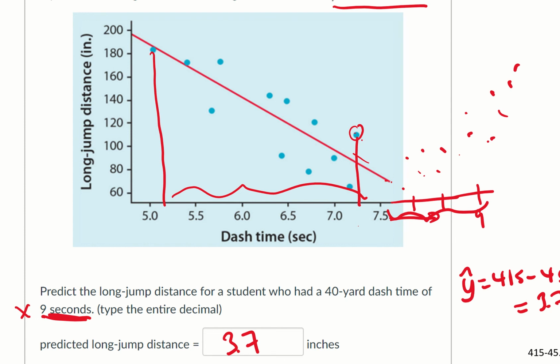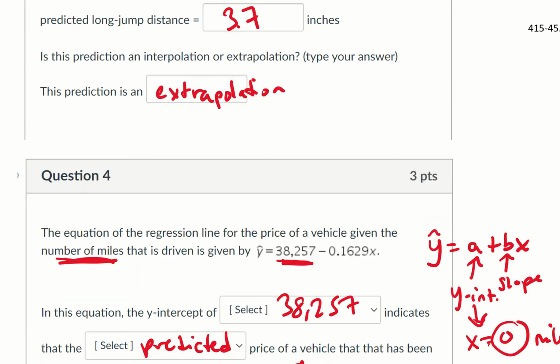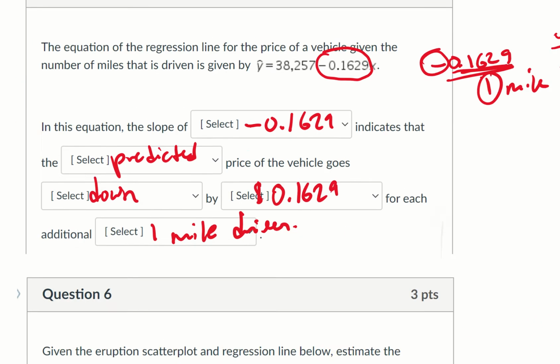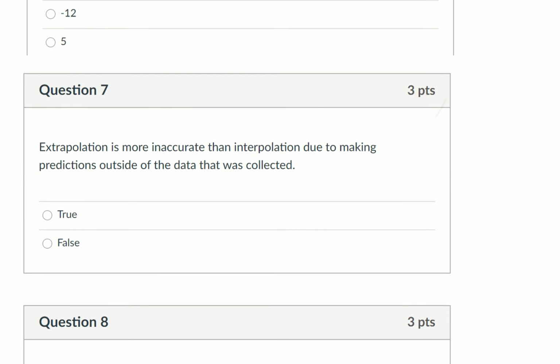So basically what I'm saying is that there's no way to know what's going to happen outside of your data set, because it could behave unpredictably. It could make a U-turn, right? Just like this. And so therefore extrapolations tend to be inaccurate. So this is actually true.